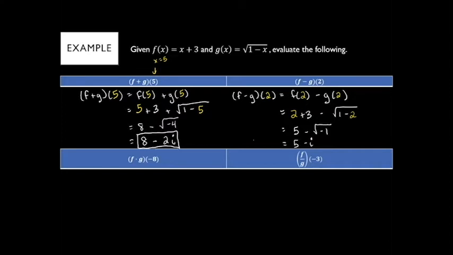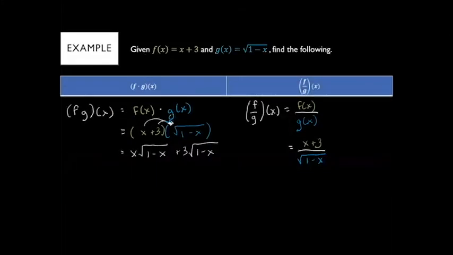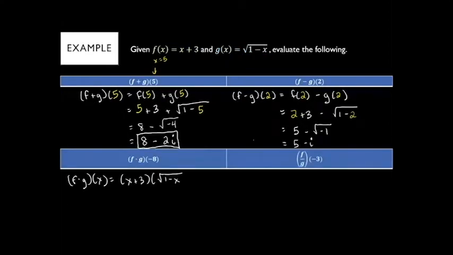So second row here, now we've got multiplication and division. So our multiplication, f times g of x, was x plus 3 times the square root of 1 minus x. I'm actually just going back to what we had here, the non-multiplied out, the non-distributed version. Since we already did it and I don't have a lot of space here, I'm just going straight to what our answer was from the previous slide.